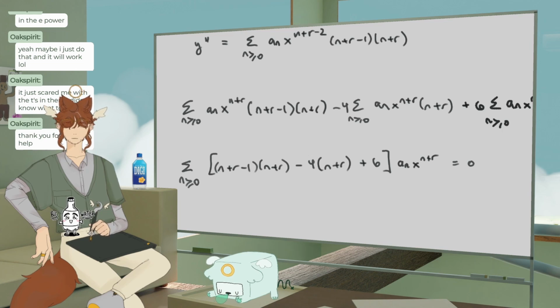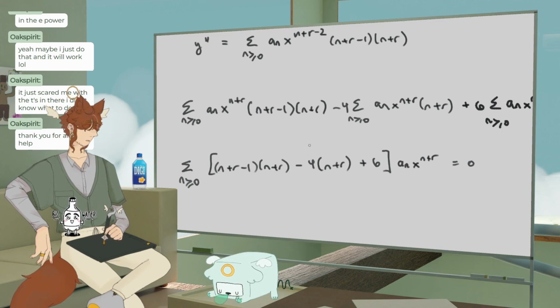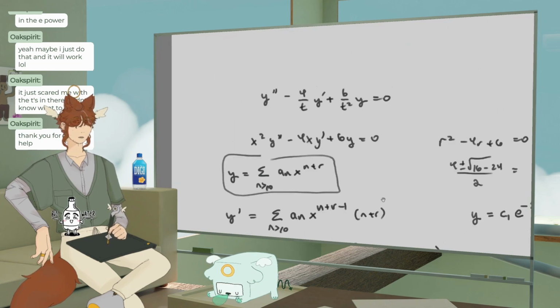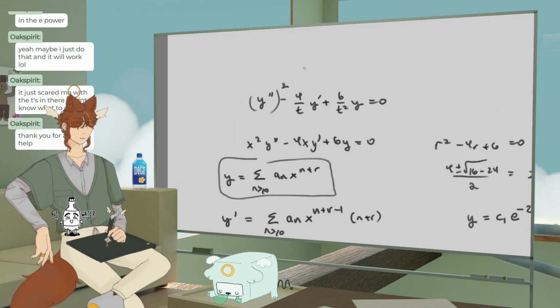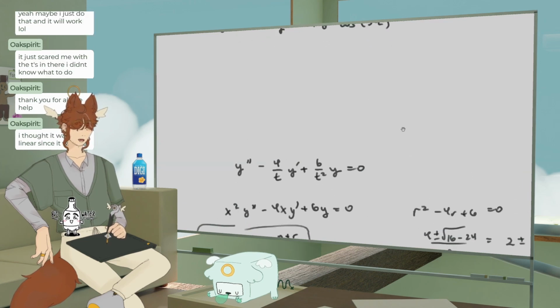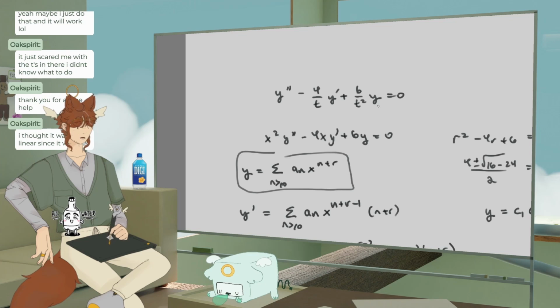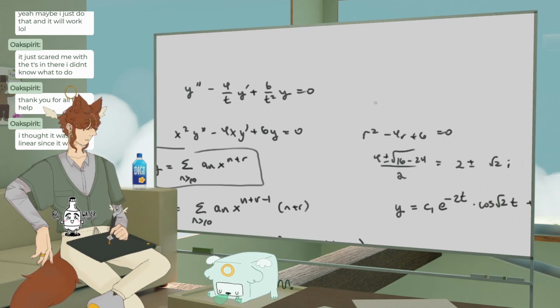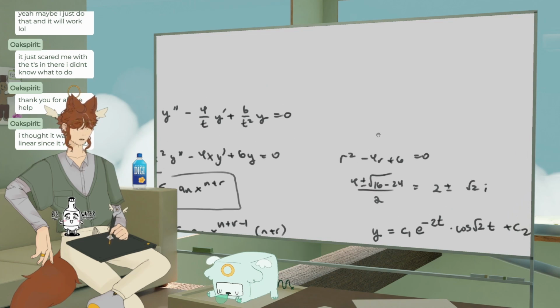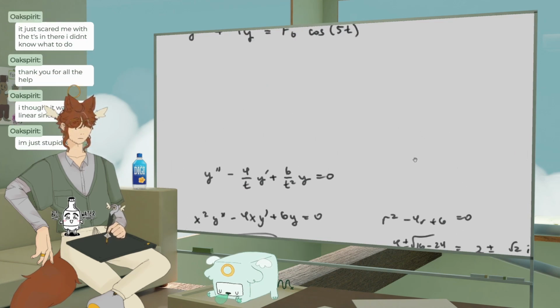If you have more linear diff-EQ stuff, because this is a linear differential equation. When it starts to get non-linear is if you like squared y prime or something like that. I don't know how to solve that. I thought it wasn't linear since t is squared. No, this is linear. Cauchy-Euler is totes linear.